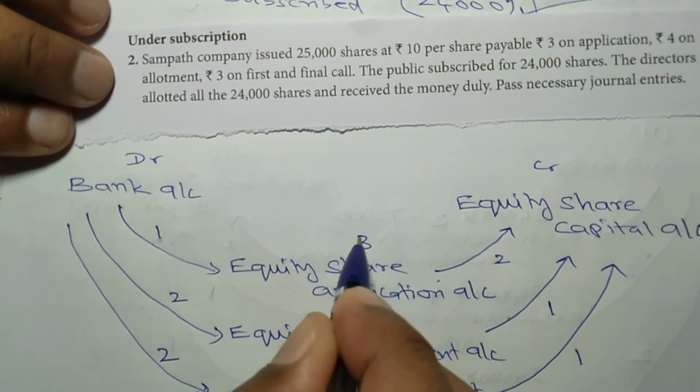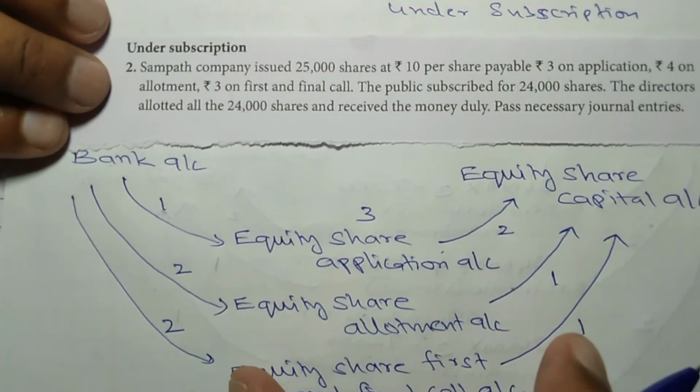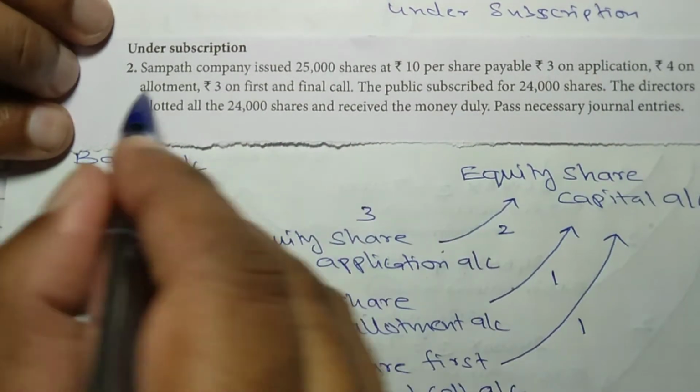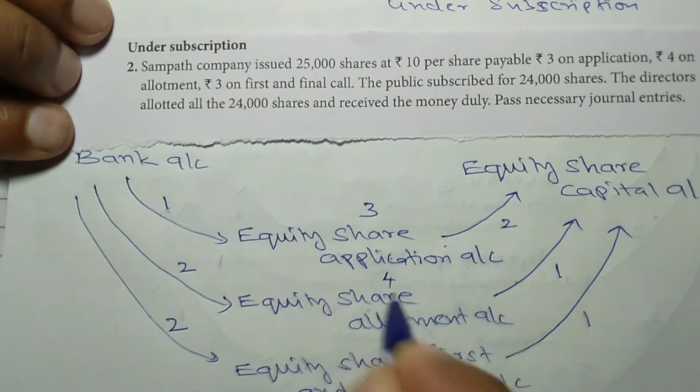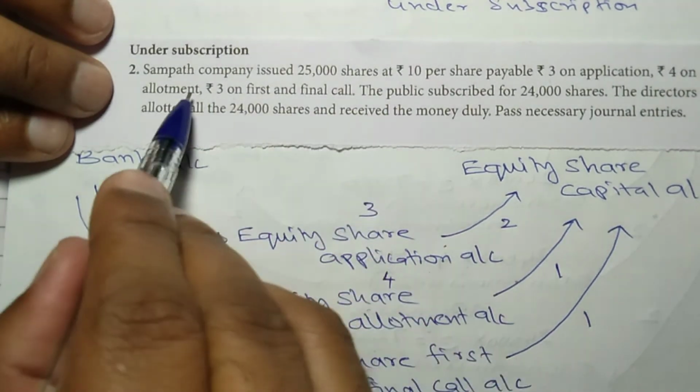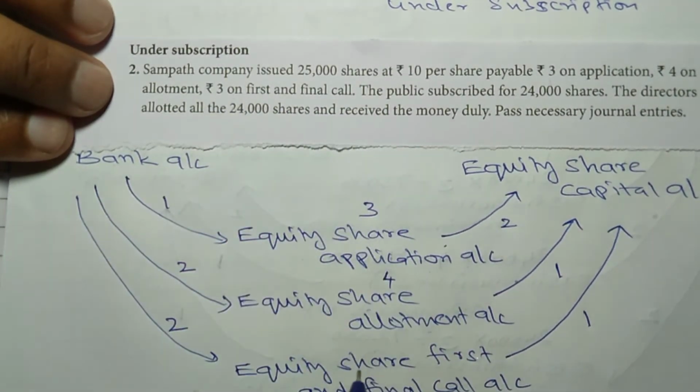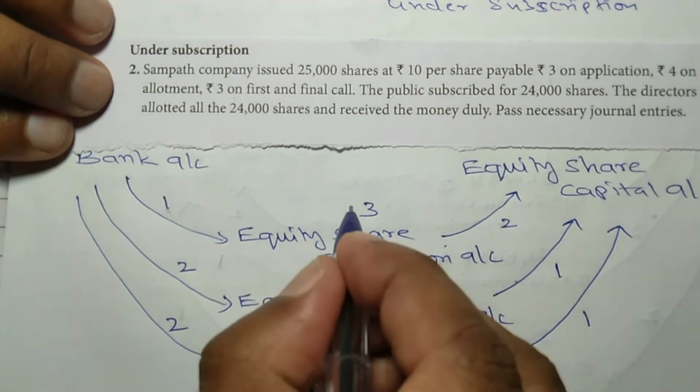Just put it on this rough work. 3 on application, 4 on allotment. So for allotment 4. Then 3 on first and final call. You should write like this. Then it is under subscription.